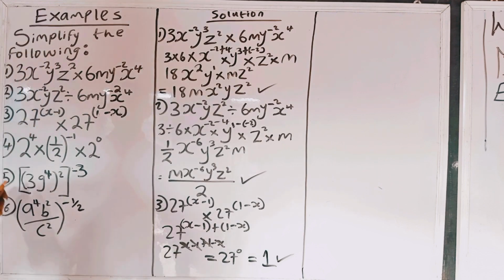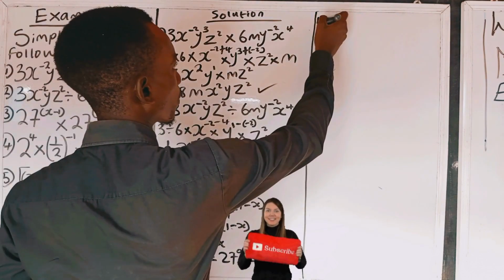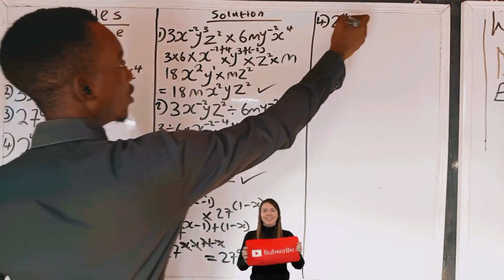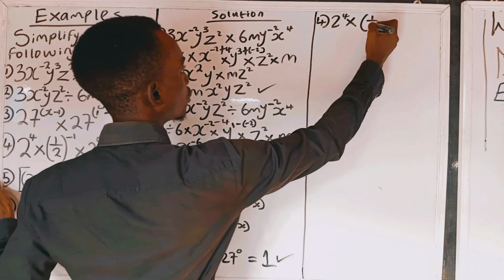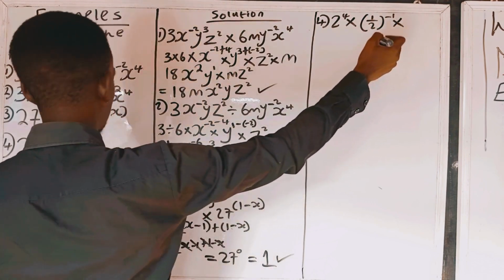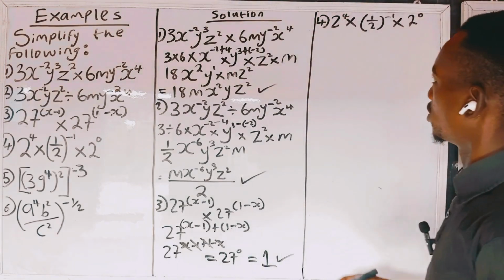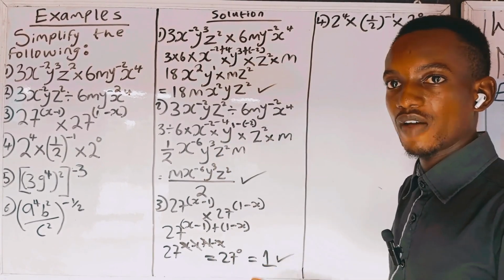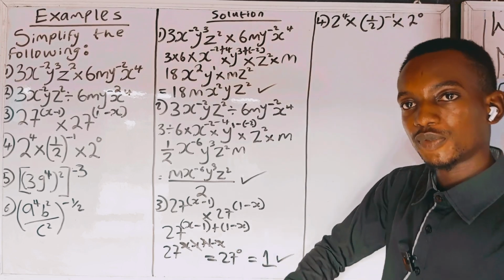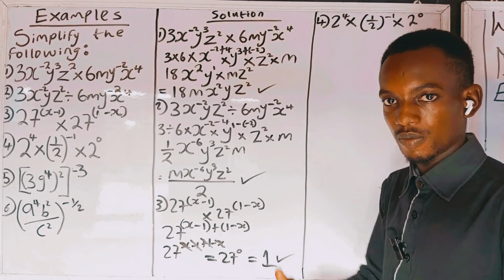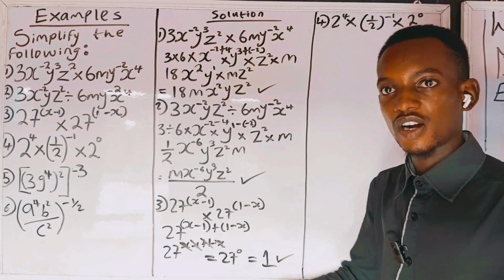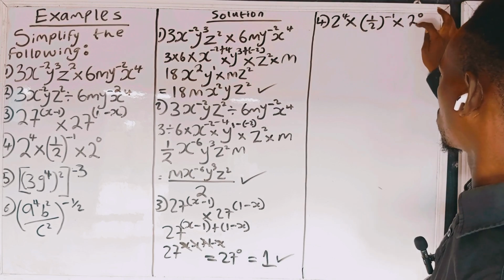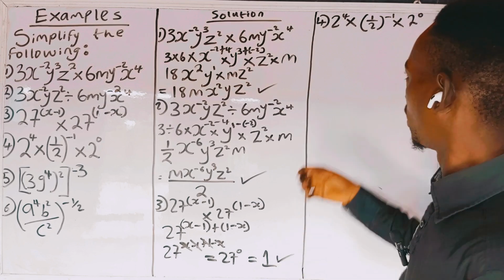Okay. Now, let's go to the next question. Number 4. Number 4 says that 2 to the power of 4 times 1 over 2 to the power of negative 1 times 2 to the power of 0. Now, we have a fraction. According to that law, whenever we have a fraction, we can express it in terms of a negative what? Power. We're going to be using that law here, okay? And also, 2 to the power of 0 will give us 1. Are you following? Now, let's do that.